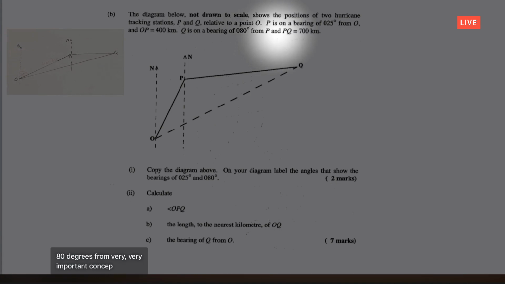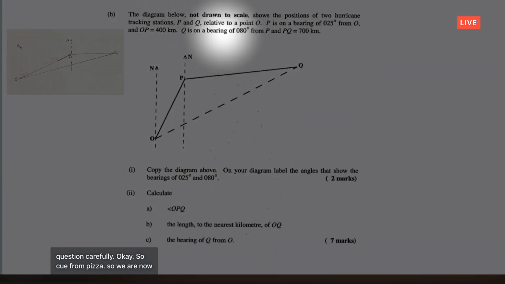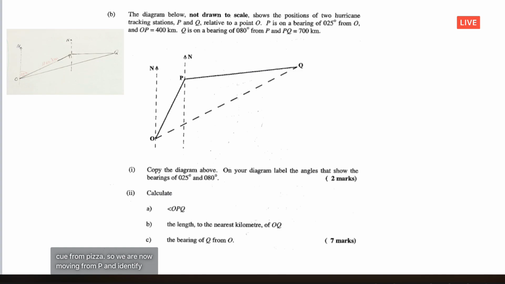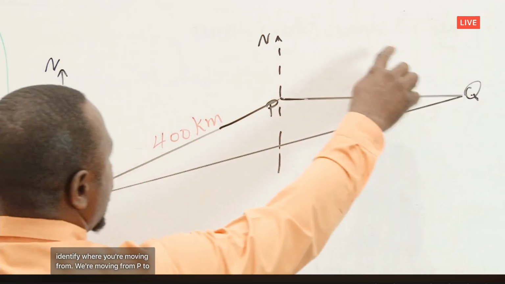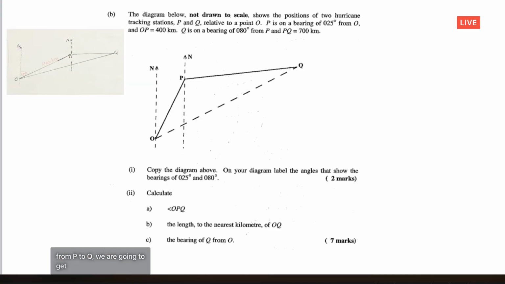We need to learn these. Read your question carefully, okay? So Q from P. So we are now moving from P. Identify where you're moving from. We're moving from P to Q. So from P to Q, we are going to get a bearing of 80 degrees. And again, you need to just get your angle coming from the North Pole. So this is going to be 80 degrees.